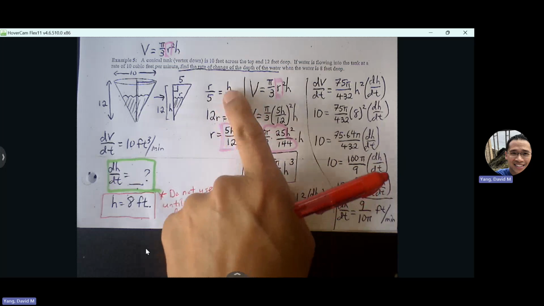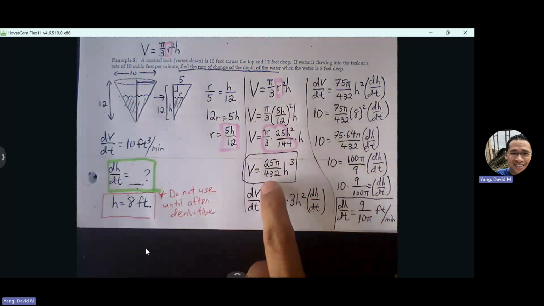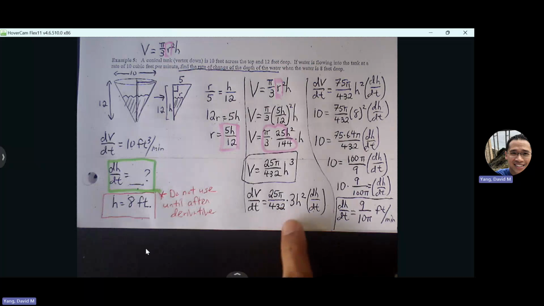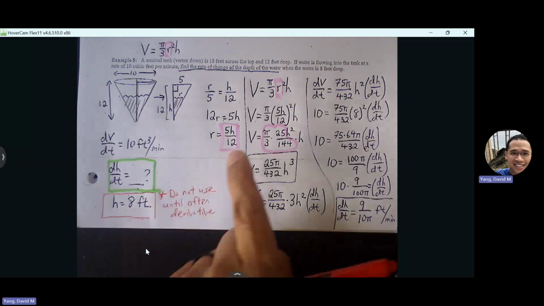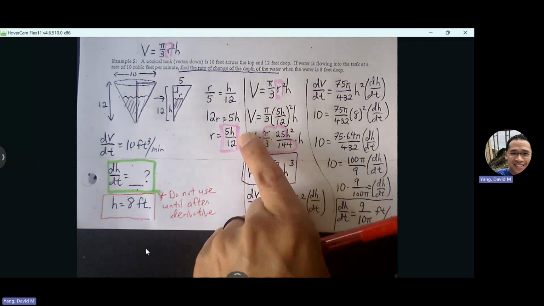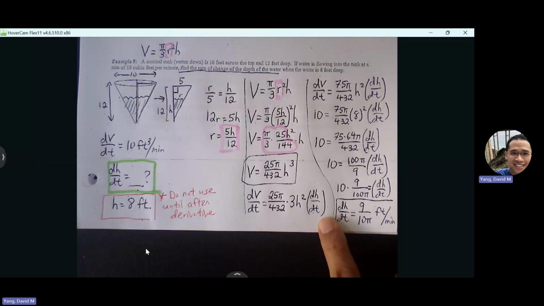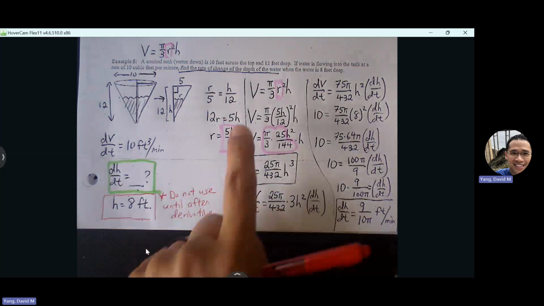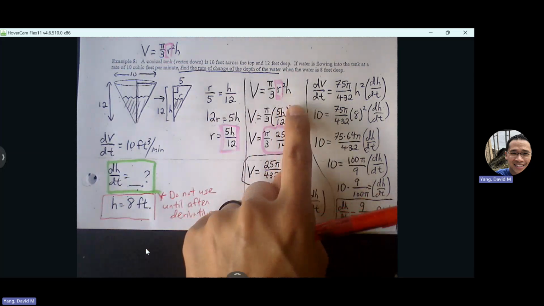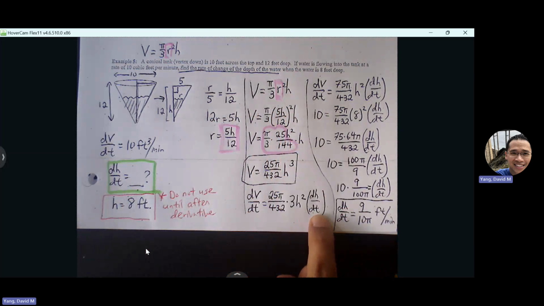So you want to hold on to the h variable until the derivative is set, and then you can put that 8 in for h. But if you put that 8 in for h too soon, you lose the h variable. If you lose the h variable, you're not going to be able to find the derivative, and dh/dt is not going to show up for you.